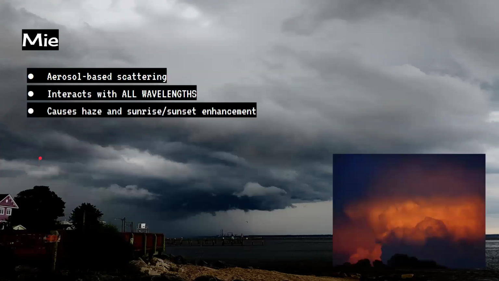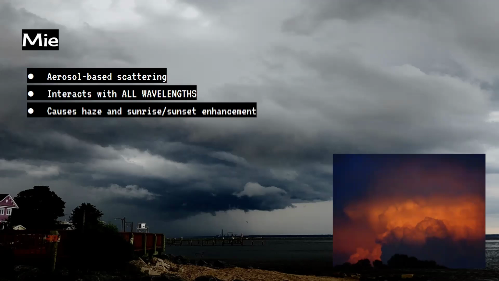The second type is Mie scattering, however you want to pronounce it. This is aerosol-based scattering. If you don't remember what aerosols are, please refer back to the other video. But examples include dust, debris from forest fires, things like that, pollution.